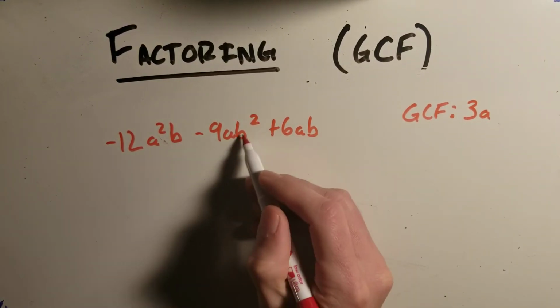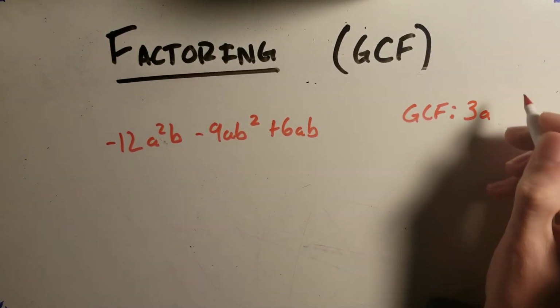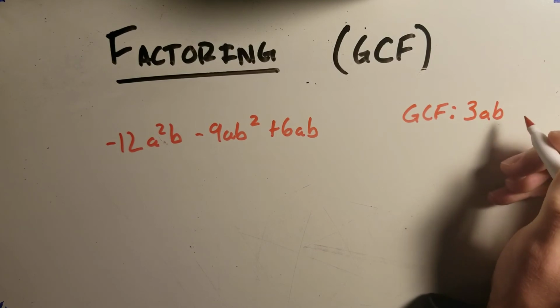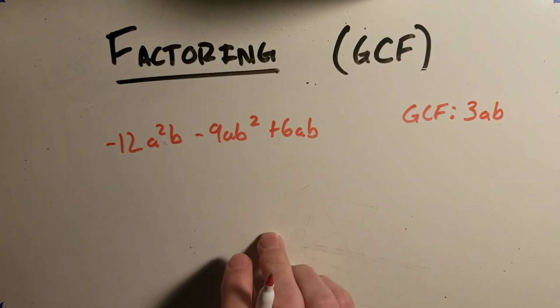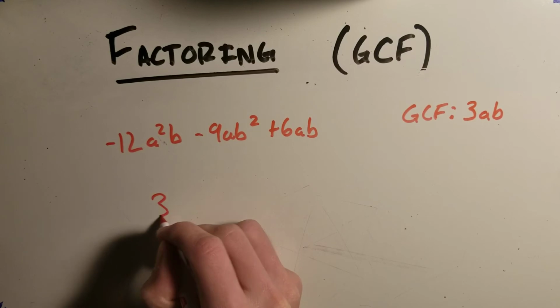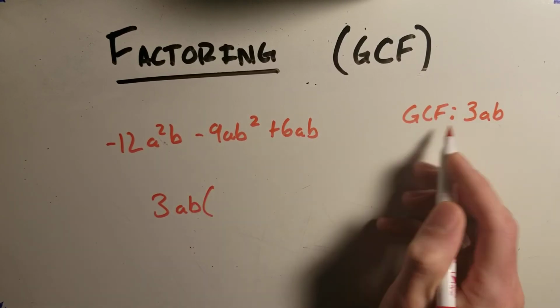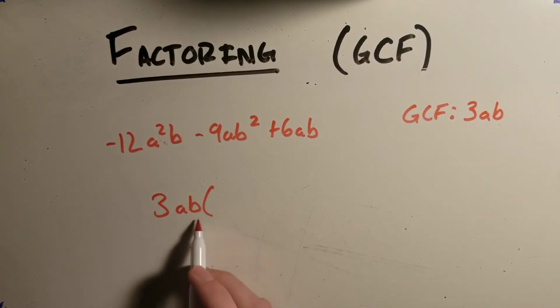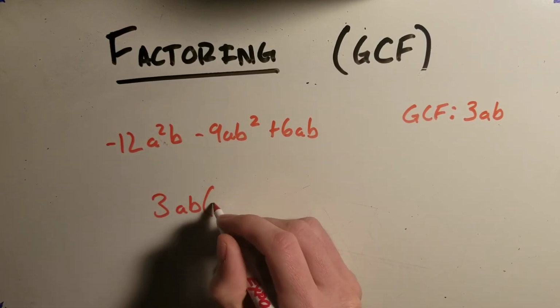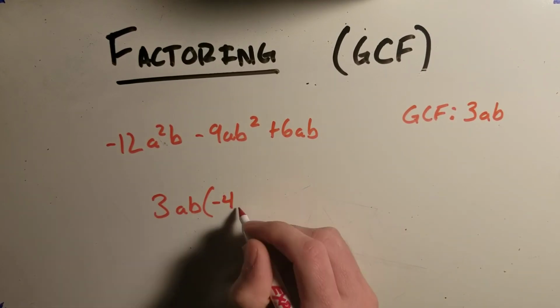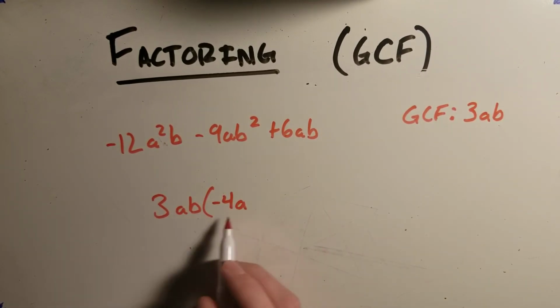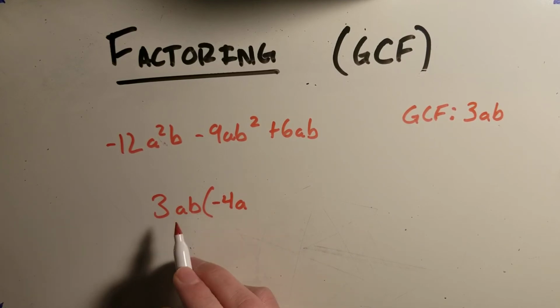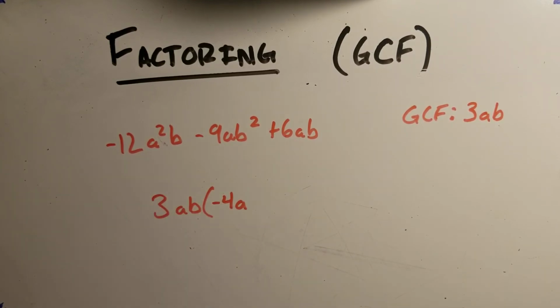Here we have a b squared, and 1b. So everyone has at least 1b. And then we're going to go ahead and factor that out. So the 3ab has been factored out, the greatest common factor. So what would you multiply 3ab by to get here? Well, that would be negative 4, then a. And if you notice you multiply these two, you get negative 12a squared times b.